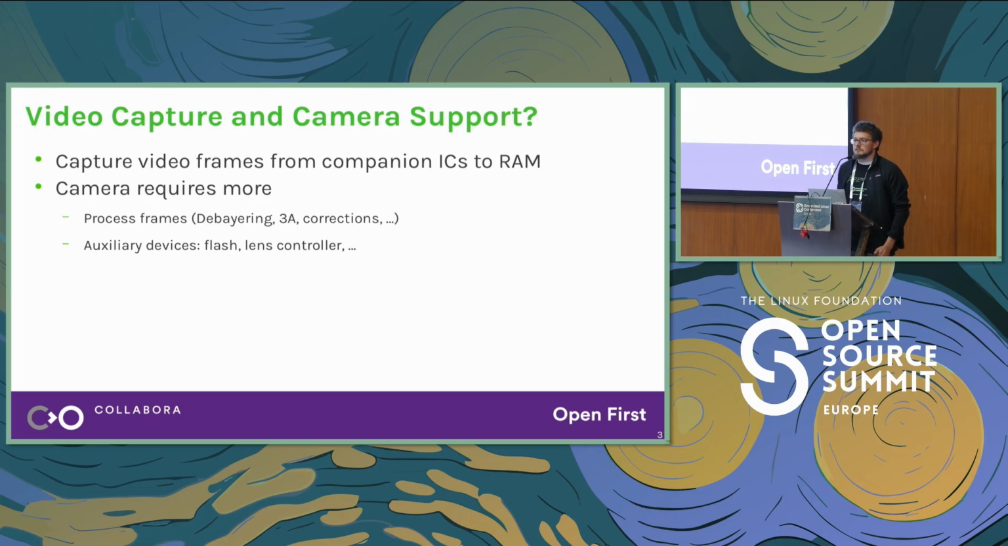Now, video capture or camera is mostly about capturing frames from any companion ICs to memory. Camera, of course, requires a bit more. You need to process the frames from the sensor. And this includes debayering, for instance, the 3A algorithms, different types of corrections. And of course, depending on the product or the actual camera setup, you would have, for instance, a flash LED or a lens controller or other auxiliary devices.